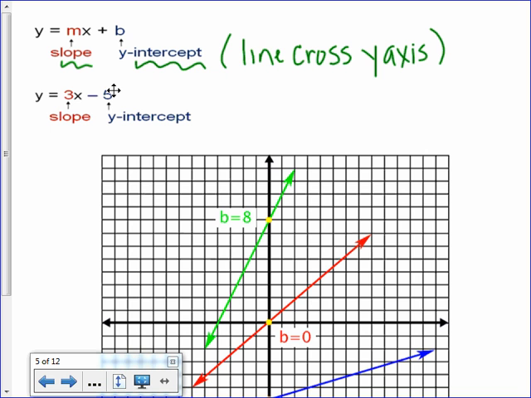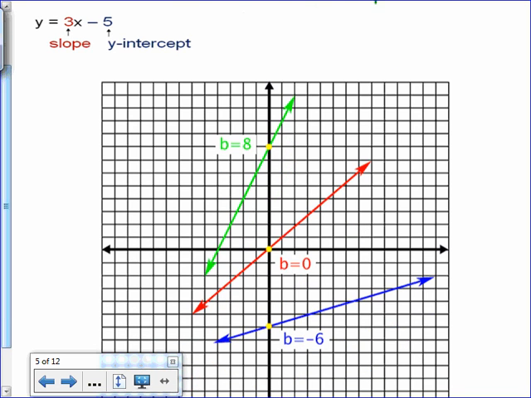Okay? So what I'd like for you to do is draw a nice big grid like the one you see here. We're going to quickly review a little bit. And we're going to graph the equation y equals 3x minus 5, that equation. Okay?